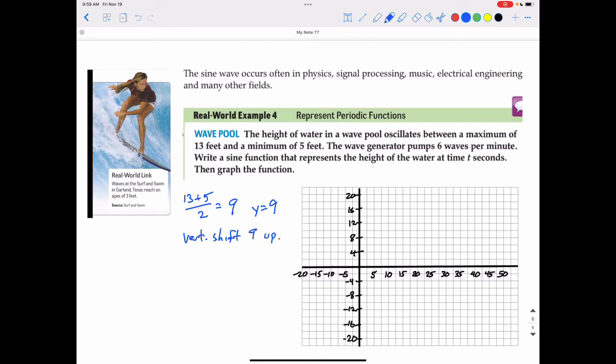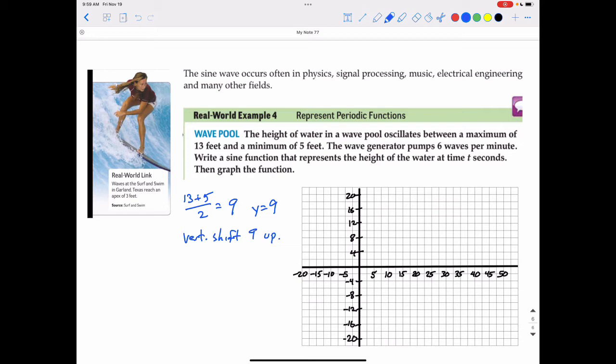So that's one thing that's important. Second thing is we need to know about the horizontal shift, if there's any. I don't believe it shows that there is any type of horizontal shift on this one, so we don't have to worry about a phase shift. If we are writing an equation, we do need to have an A value and a B value.